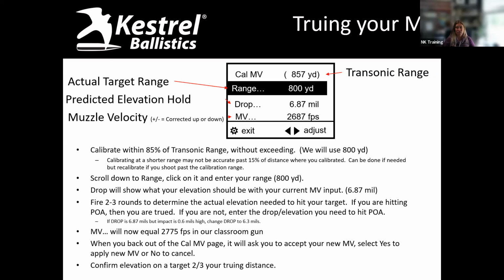The next thing it asks you to do is confirm: do you want to accept this new muzzle velocity? So you hit the center enter button to say yes. And the Kestrel's super proud of you. It says "MV calibrated!" with an exclamation mark, and it's very happy. And then center to get out of that.